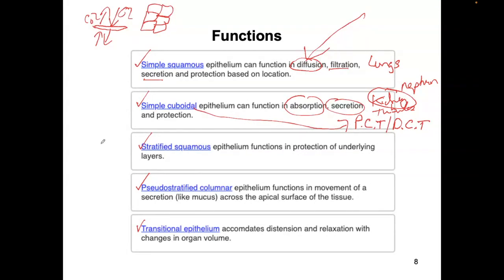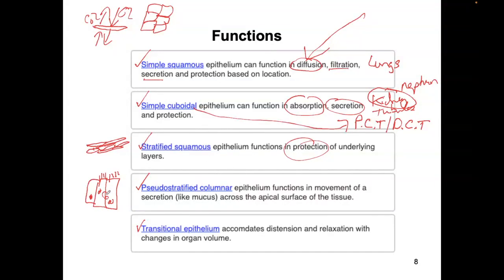Stratified squamous, right? Now you're going to have flat, irregular shaped cells, but these are going to be multiple layers. So that's going to be the epidermis for protection, skin, that upper layer. Pseudostratified, remember pseudostratified is when you have those columnar and you have those cilia, but the nuclei are at different levels. So it gives the appearance that it's stratified when it's not.